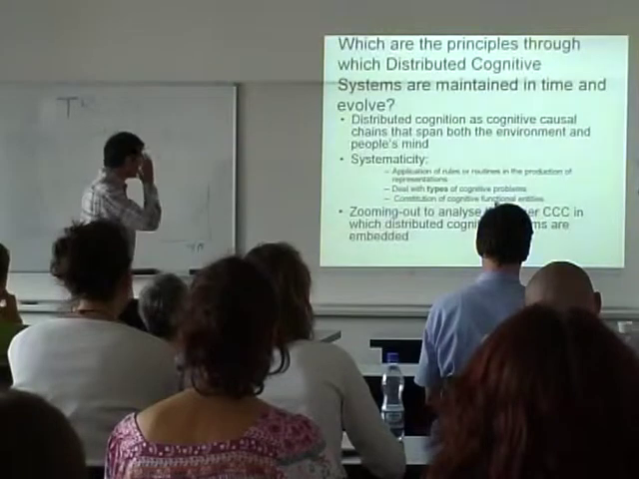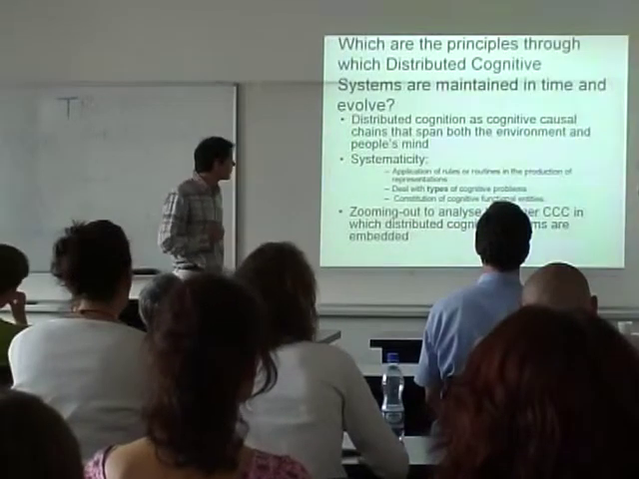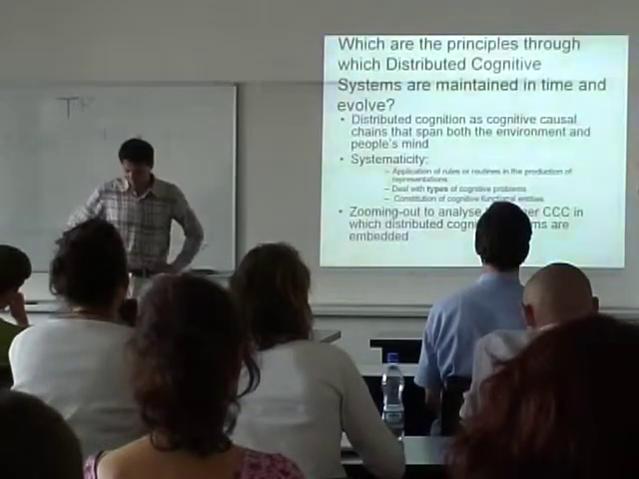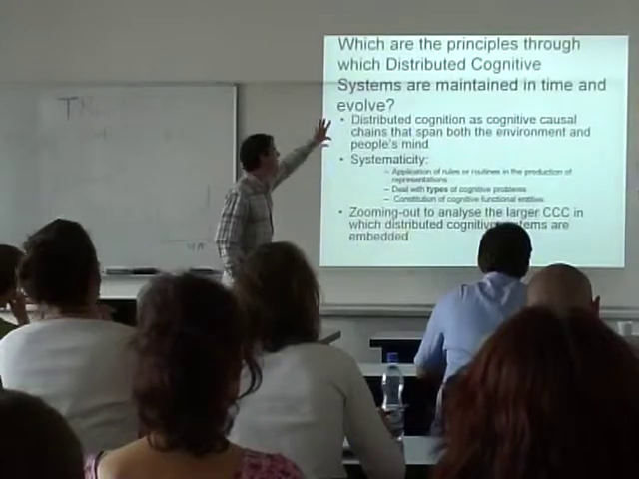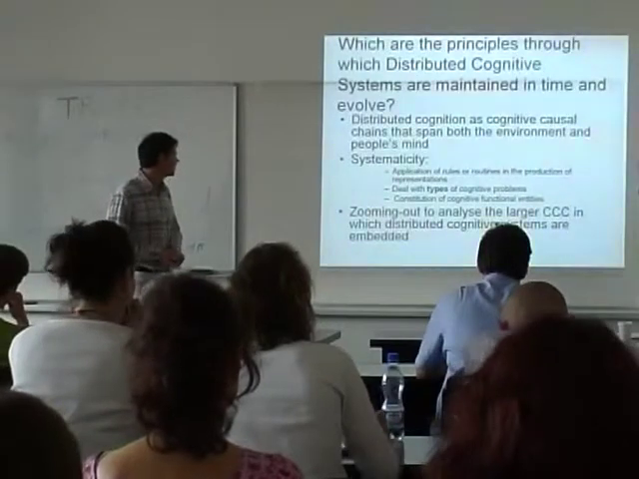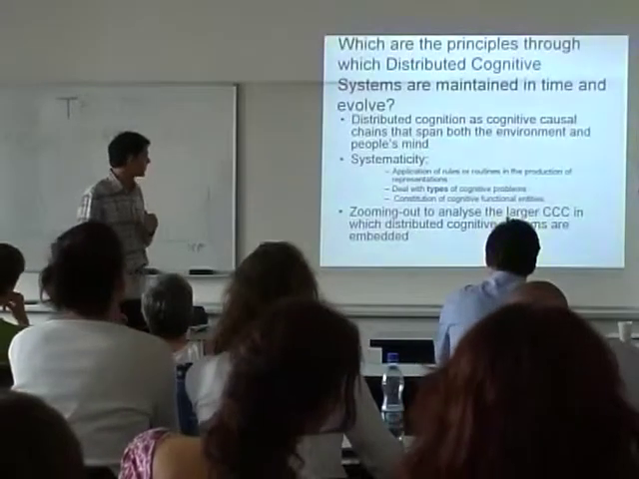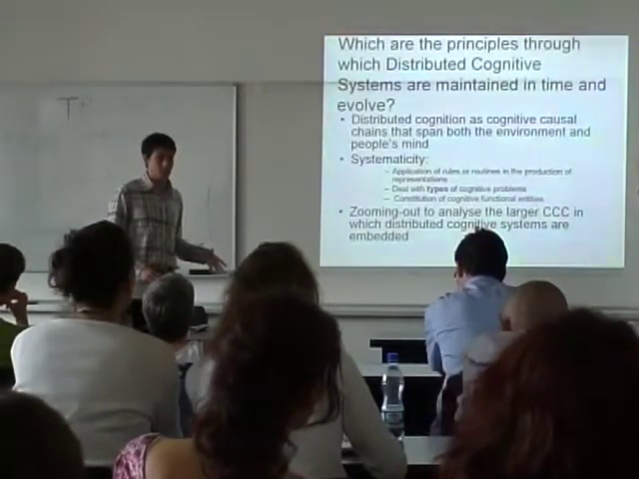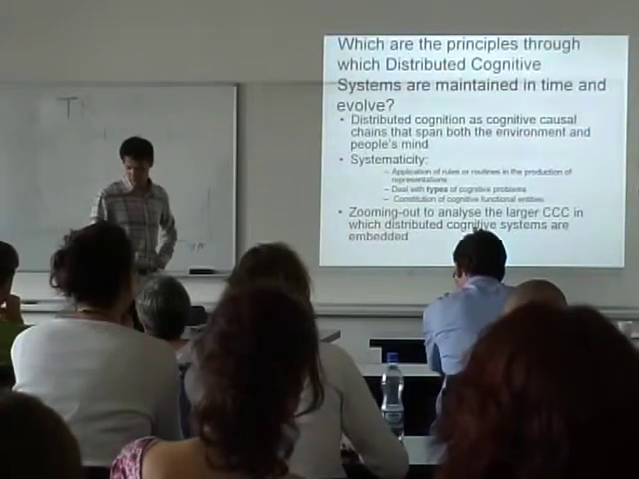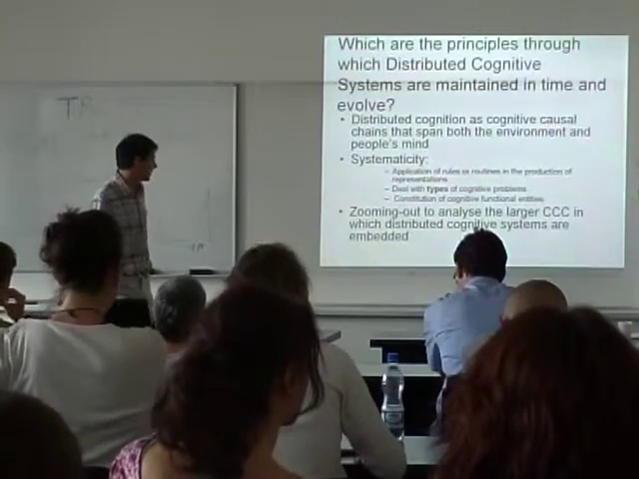One particular thing that needs to be explained in distributed cognitive systems is the application of rules or routines in the production of representation. I'm talking about the specificity of those cognitive causal chains. They consist in applying some rules or routines in the production of representation, and they deal with types of cognitive problems, so adding, multiplying, or finding the location of the ship. And in the end, they constitute cognitive functional entities.